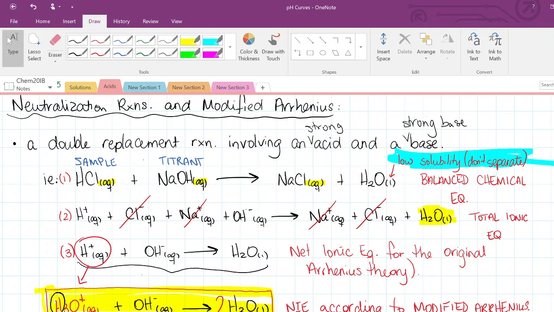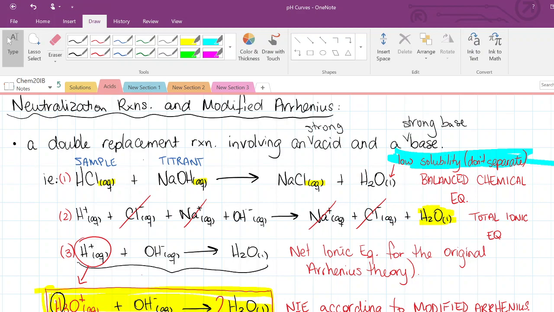That's it. Okay, so if we were to do our total ionic equation here, this will ionize, right? This ionizes into hydrogen ion and chloride ion. This dissociates into sodium ion and hydroxide ion. This dissociates into sodium ion and chloride ion. And the water is low solubility, so it doesn't separate. Our sodium and our chloride ions cancel out because they're spectators. And so when we did net ionic equations last unit, this was our net ionic equation for a neutralization reaction.